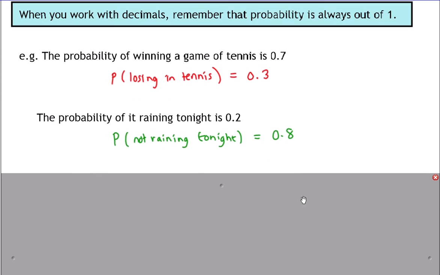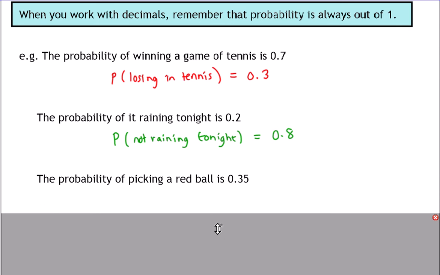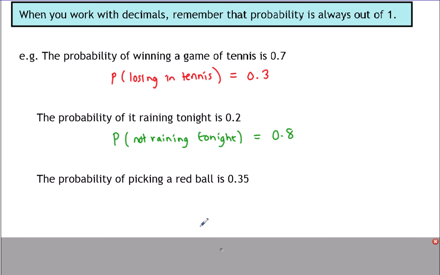And then I've got one more of these, and then you'll be okay to do a little probability sheet for me. If the probability of picking a red ball is 0.35, then the probability of not picking a red ball, because I don't know how many other colours there are, so I can't say blue, green, yellow, because I don't know what they are, but I can say not picking a red ball, so whatever else is in there. So a little bit trickier this time.